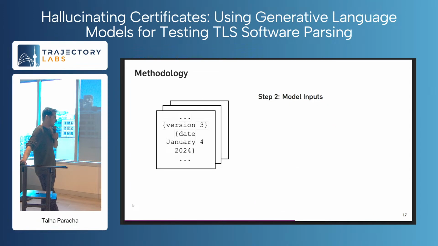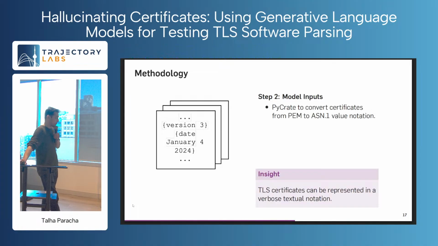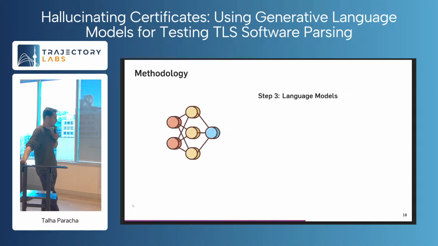Instead of using the TLS certificates in the compressed notation, we convert them into a textual notation because we understand that language models are really good at exploiting textual data. Fortunately, these certificates are defined in a grammar called ASN, which has an automatic compiler that we can use to convert them from the compressed notation to a textual notation.